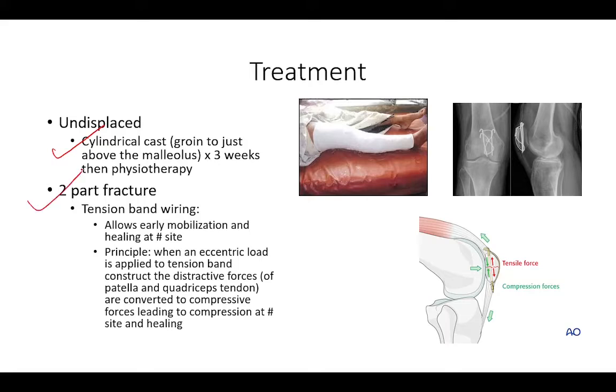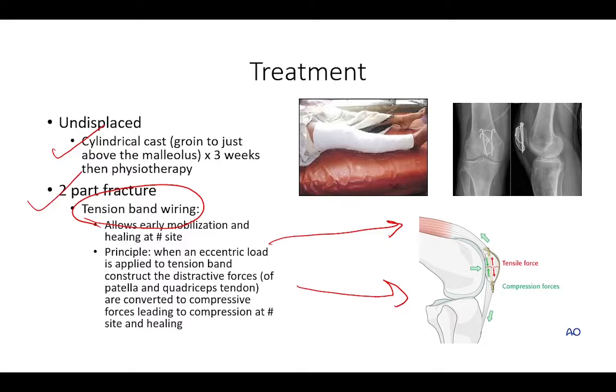In case of two-part fracture, a tension band wiring may be done. A tension band wiring allows for early mobilization at the fracture site. The principle, as you can see here, is that when an eccentric load is applied on the tension band, the eccentric load is given by the quadriceps.